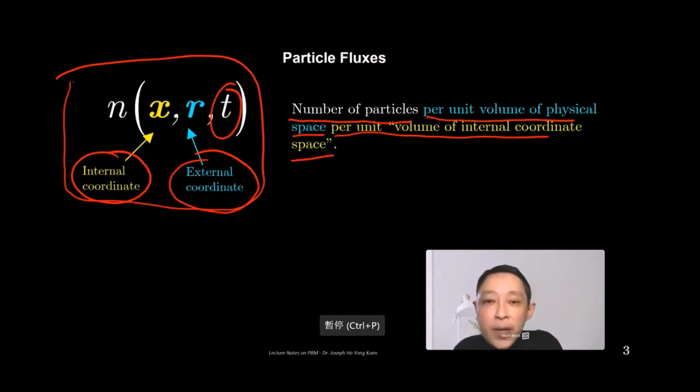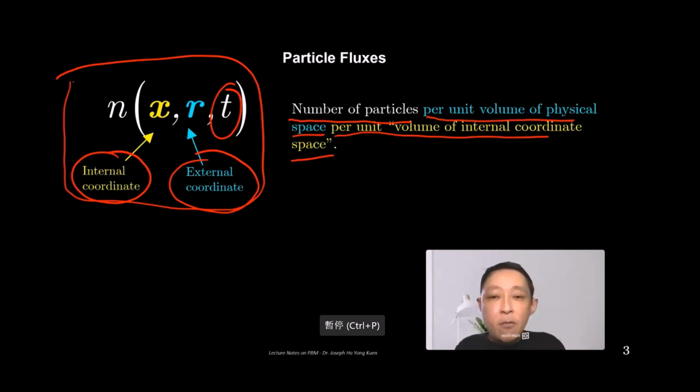So in this case, because our number density is a function of the internal coordinate as well as the external coordinate, we need to consider that the particle fluxes can be through the internal coordinate space, which means that your particles can be growing or shrinking. It changes in size for that same particle. That specific particle, over time, can grow or it can shrink. So we need to consider the particle fluxes over the internal coordinate space.